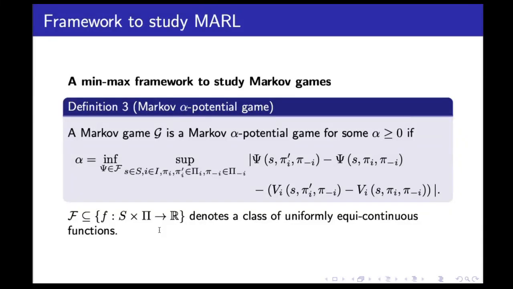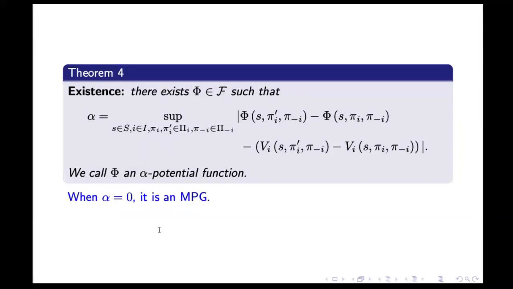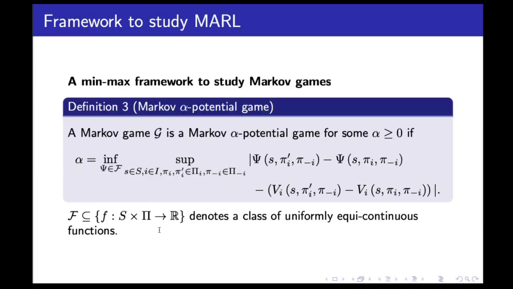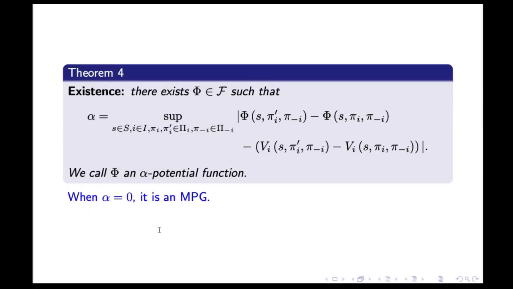This function class is just a general class of uniformly equicontinuous functions, in order to ensure the existence of the optimizer here. The first result says that there exists a function phi such that the smallest value can be achieved. And when alpha is 0 in this definition, it is just a Markov potential game.